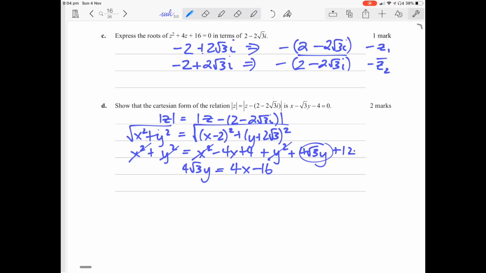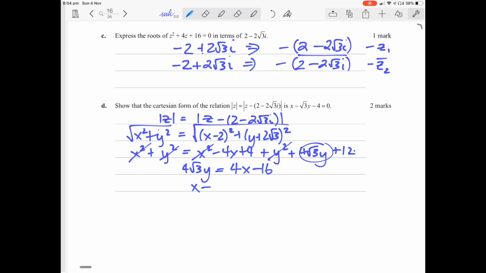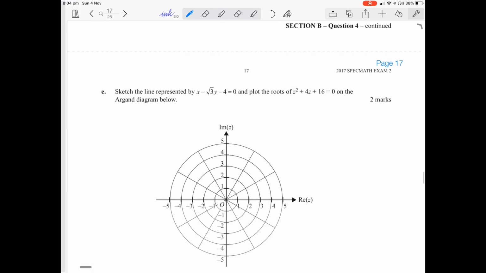Why have I got a different answer? Okay, divide through by 4. So x minus root 3y minus 4 equals 0, as required.